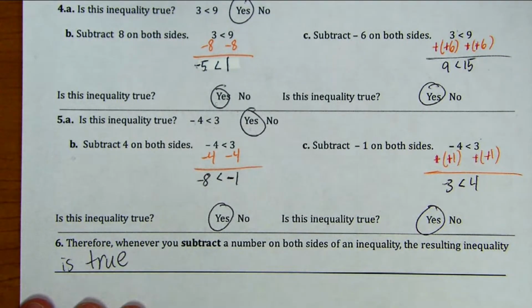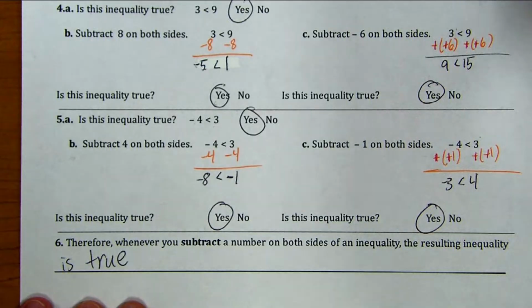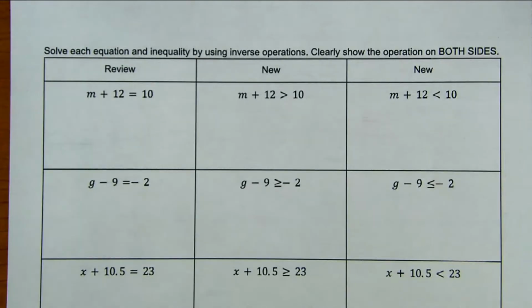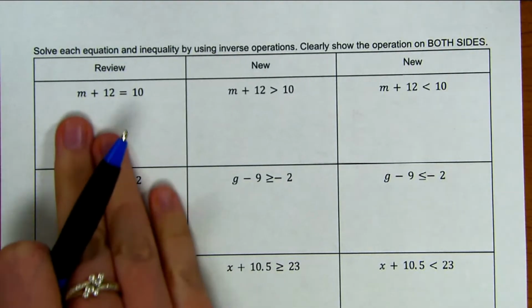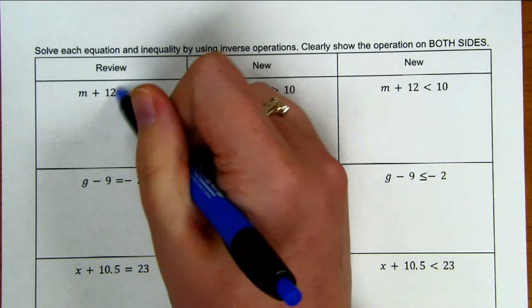So this is helpful for us because now we know that we can use subtraction and addition on both sides of the inequality to help us solve inequalities. So on the back, we have a bunch of examples. On the left side, we have a review where it's a one-step equation because we have that equal sign there.